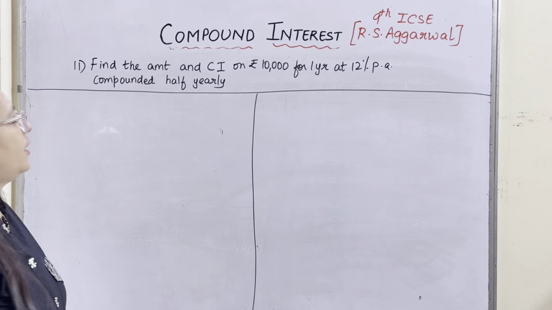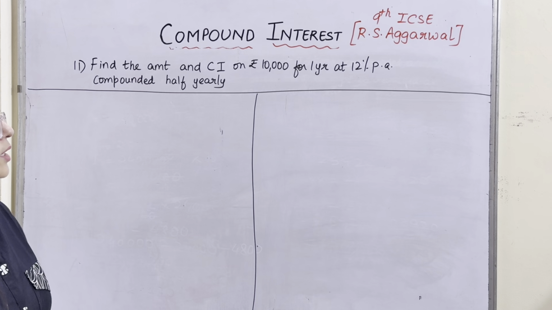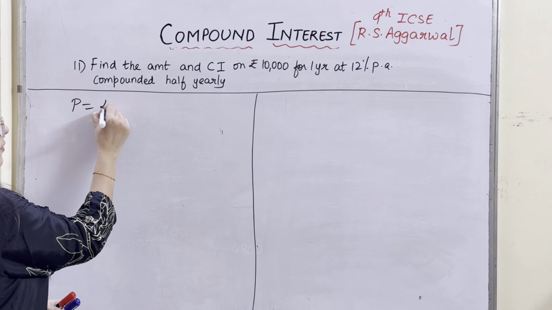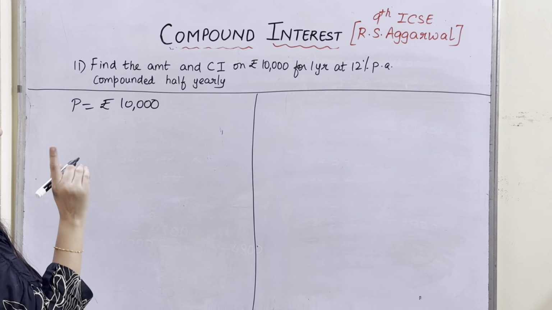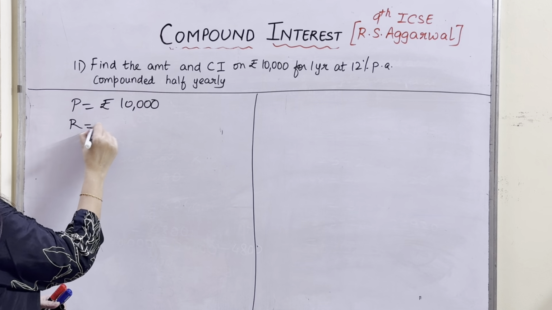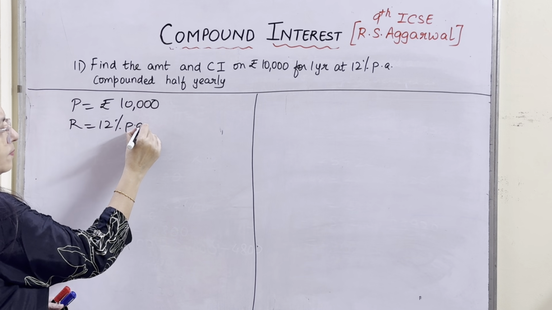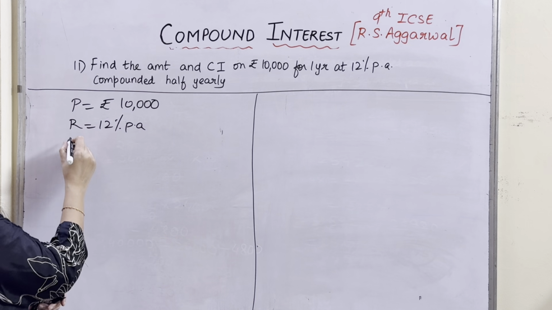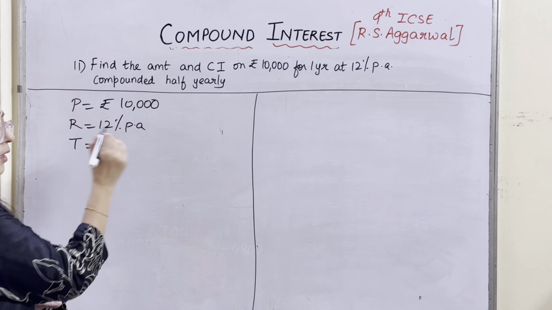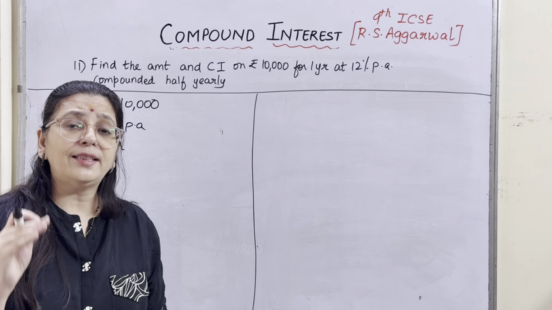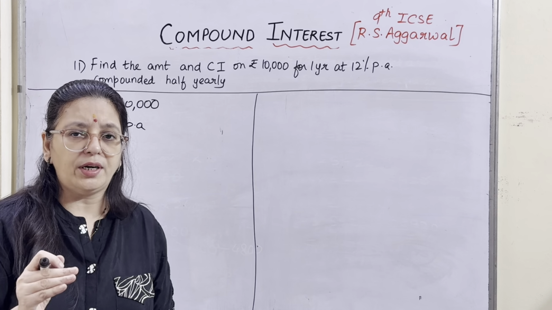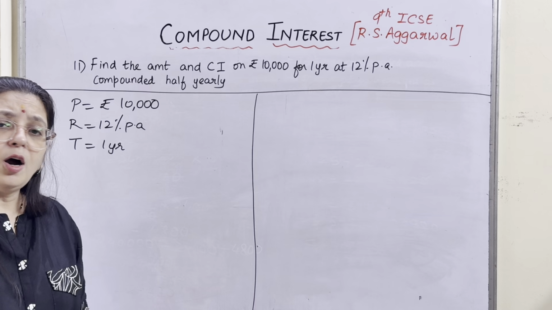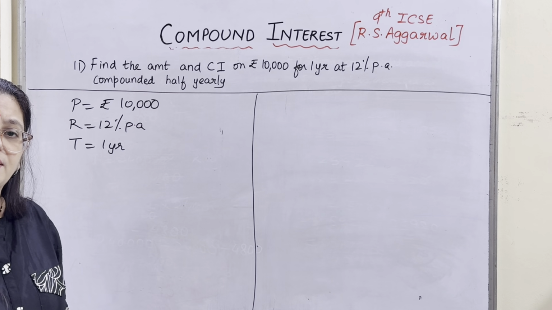Yes kids, let's read the next question. Find the amount and the compound interest on rupees 10,000. Principal is given as 10,000 rupees for 1 year at 12% per annum. Rate is 12% per annum. Compounded half yearly. Now, time was 1 year. It is compounded half yearly. That means at the end of every 6 months, you are finding the compound interest. So, in 1 year, how many times will you find the compound interest?